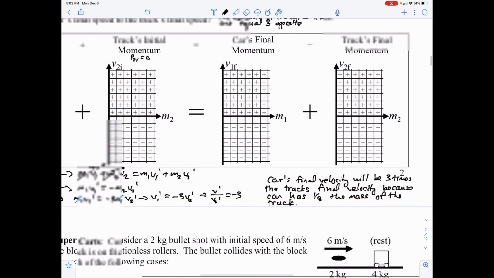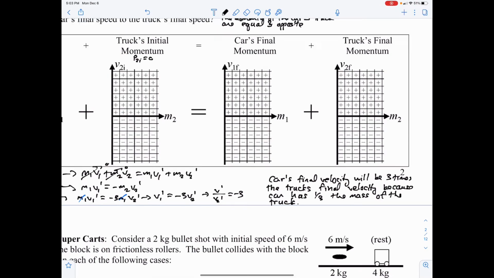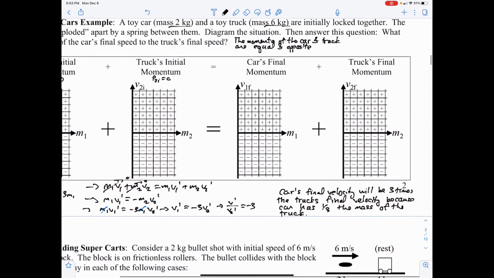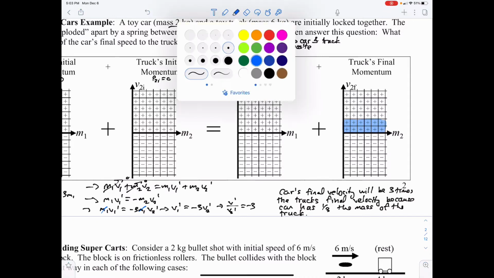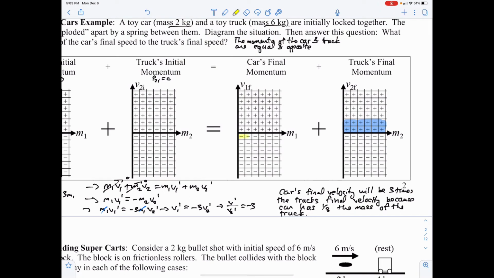So how could we represent that in a picture? Well, how do you make the truck 3 times massive and 3 times slower? Well, here's how you could do it. You could make the truck with 6 mass units here going 2 meters per second forward. And when they explode, the car would be, which is 1/3 of that, 2 mass units is going to go 3 times faster, or 6 meters per second, but in the negative direction.